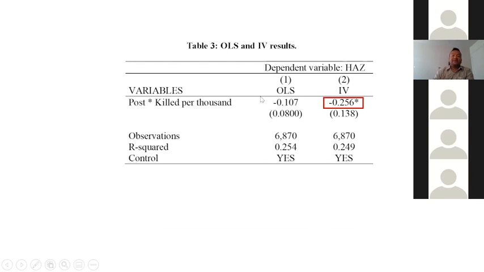So these are my main results, and the first column shows the OLS results. This shows that each unit increase in killing per 1,000 results in a 0.107 decrease in child health. But when I use the IV, my coefficient increases to 0.256, which is significant. The magnitude is strong because the children in Nepal are already very vulnerable and most of the children are stunted, and this coefficient means that the insurgency has definitely had a large effect on the nutritional status of the children.